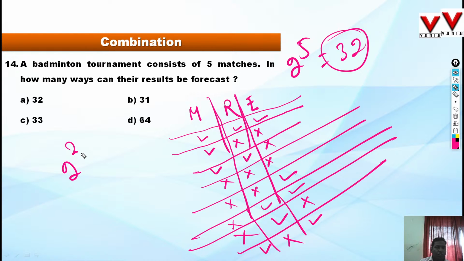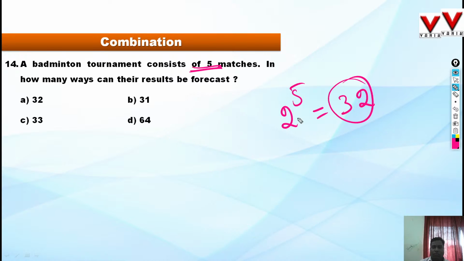If there are 4 subjects, in how many ways will the result be declared? At that time your answer will be 2 to the power 4 is equal to 16, because there are 4 subjects. In one subject there are 2 chances, one is fail, another is pass. So I write here 2 to the power 4 is equal to 16. But in this question there are 5 matches. In one match he will win or he will lose. That means 2 to the power 5 is equal to 32. Come to the next number.